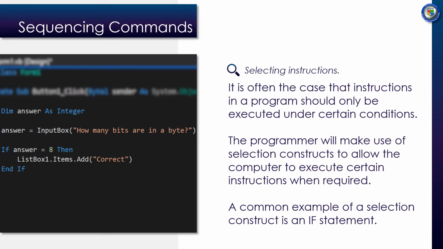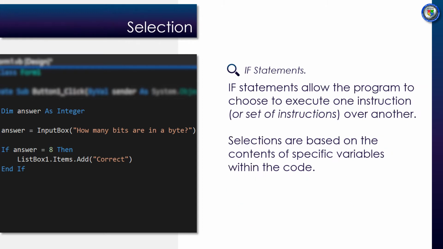If this condition is met and true, the instruction will be executed and correct is displayed in the list box. If not, then the instruction is not executed and the program ends. If statements are really effective in allowing the computer to make decisions. They also allow us to improve the efficiency of our code by only executing instructions we want executed at certain times.